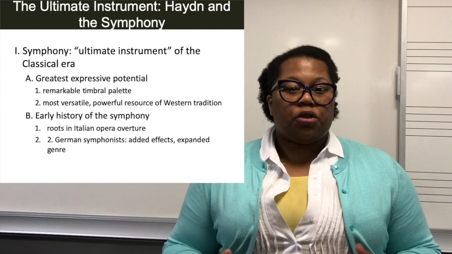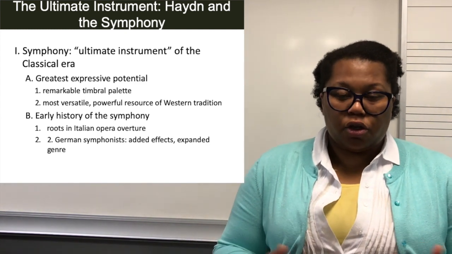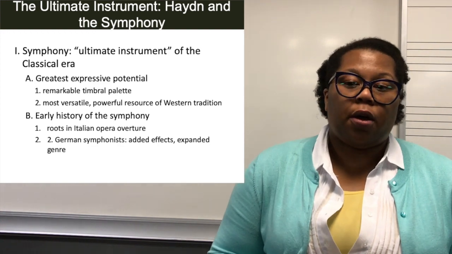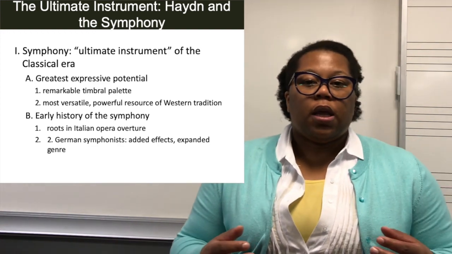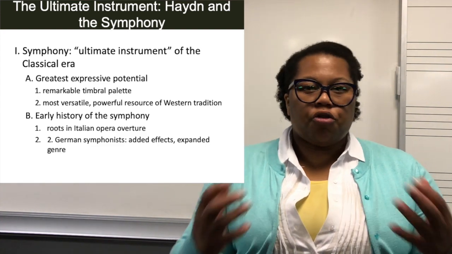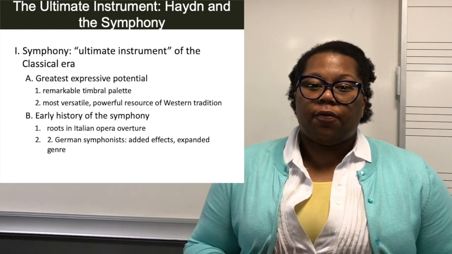Now, in the early history of the symphony, the roots for this genre start with the Italian opera, especially in the overture. Remember, the overture is the introductory music for the whole opera, where there are snippets of various themes that occur later on in the opera. This is the instrumental music before the actual opera begins, and so the symphony grew out of this overture.